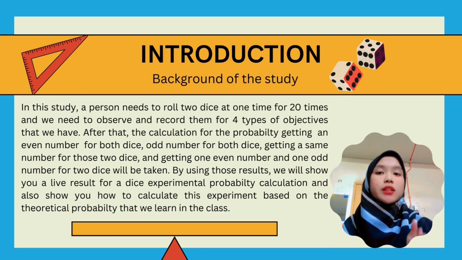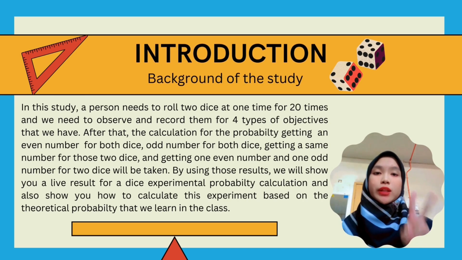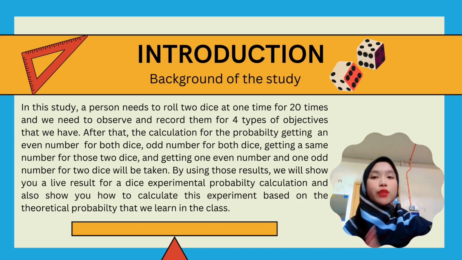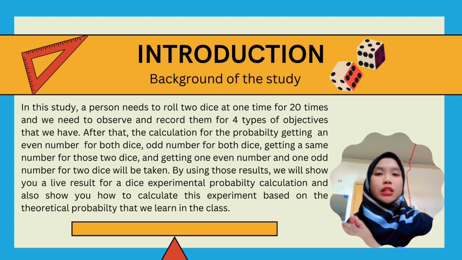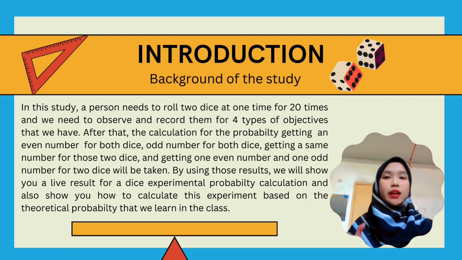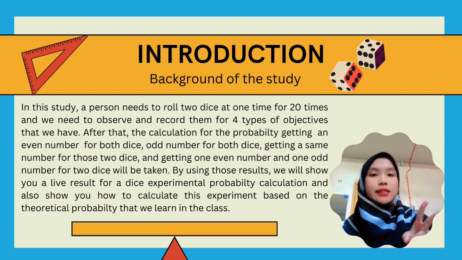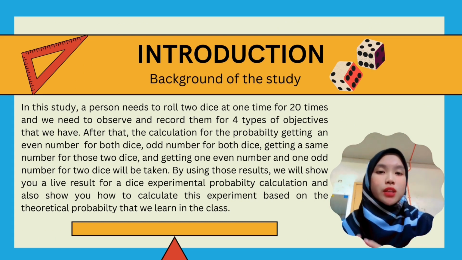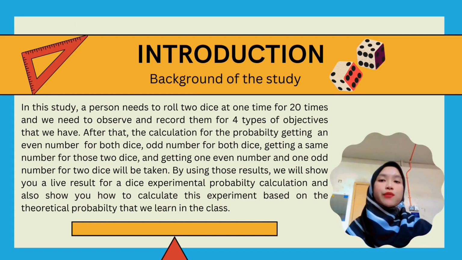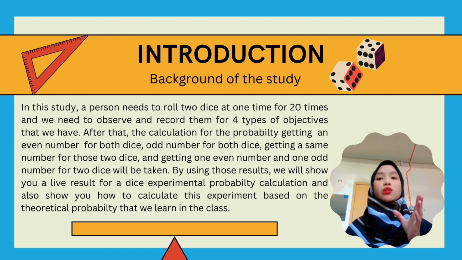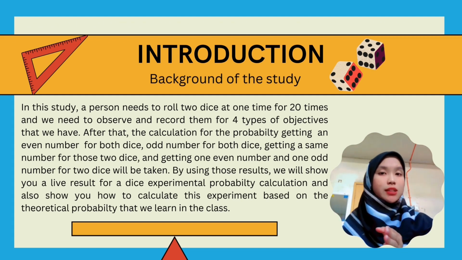In this study, a person needs to roll 2 dice at one time for 20 times, and we need to observe and record them for 4 types of objectives that we have. After that, the probability of getting an even number for both dice, an odd number for both dice, the same number for both dice, and one even number and one odd number for the 2 dice will be calculated. Using those results, we will show you a live result for a dice experimental probability calculation, and also show you how to calculate this experiment based on the theoretical probability that we learned in class.